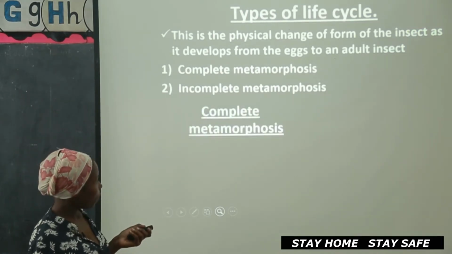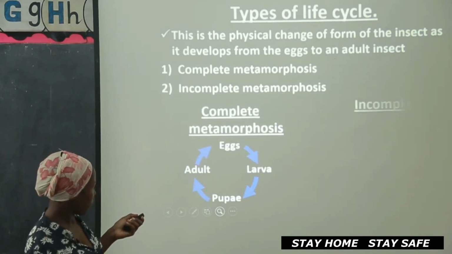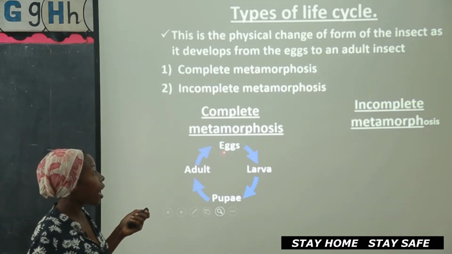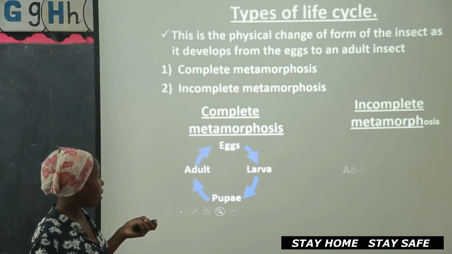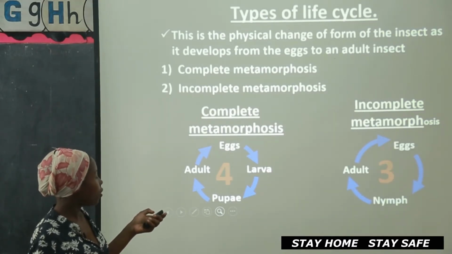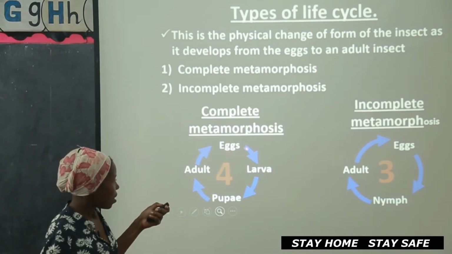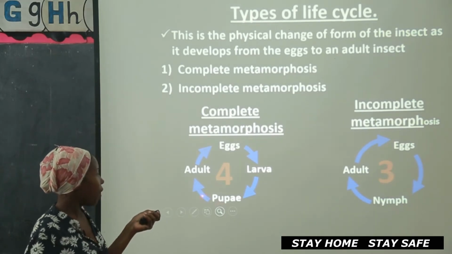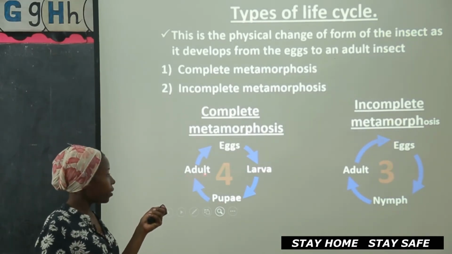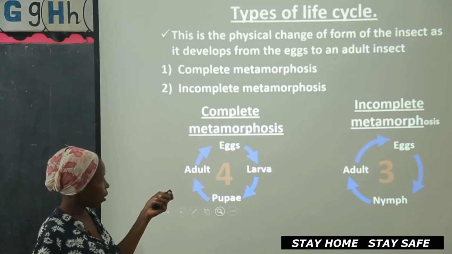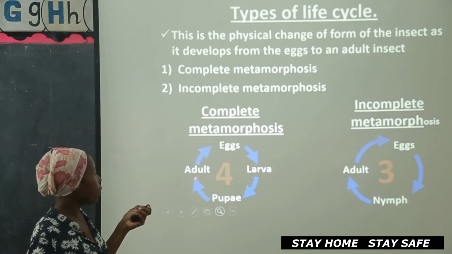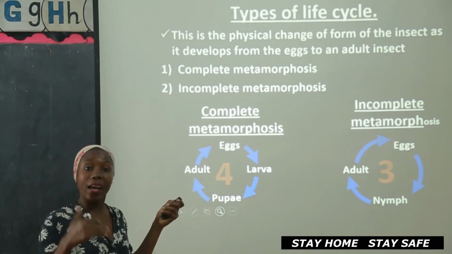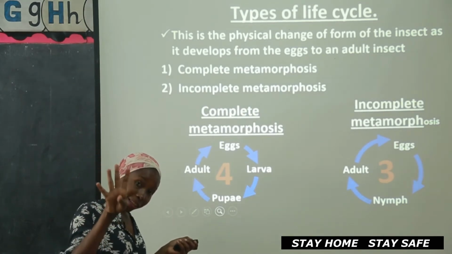Complete metamorphosis. This is the complete metamorphosis. Here in complete metamorphosis, an insect undergoes 4 stages of growth. You see the eggs? The egg will turn into a larva, and the larva will turn into a pupa, and the pupa turns into an adult. So these are 4 stages. This is the first stage, second stage, third stage, and the 4th stage.